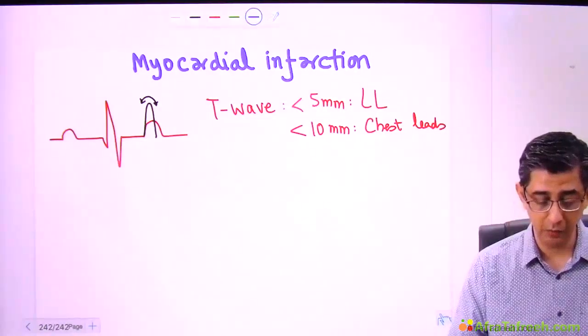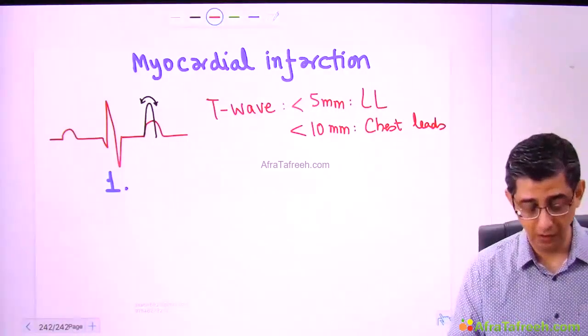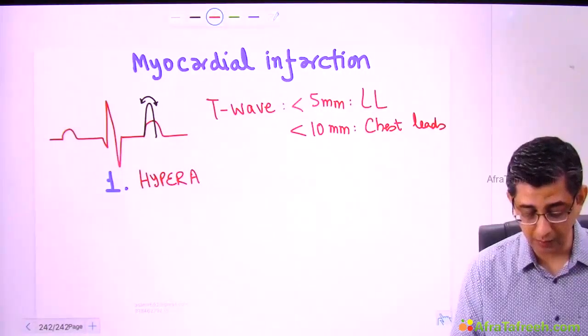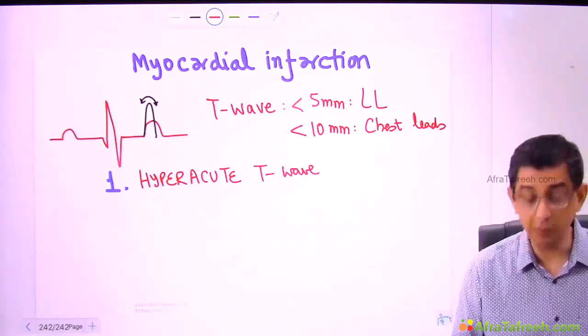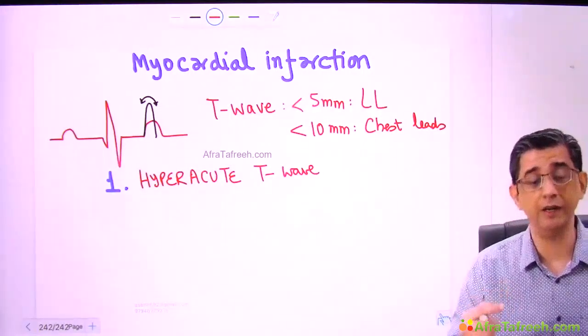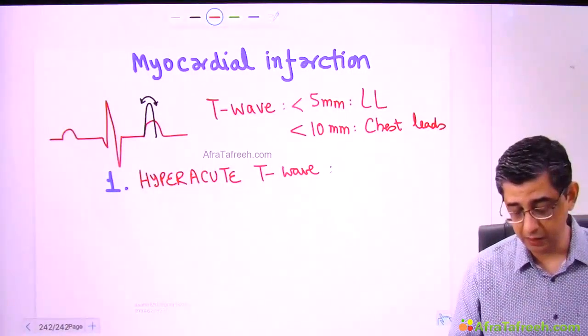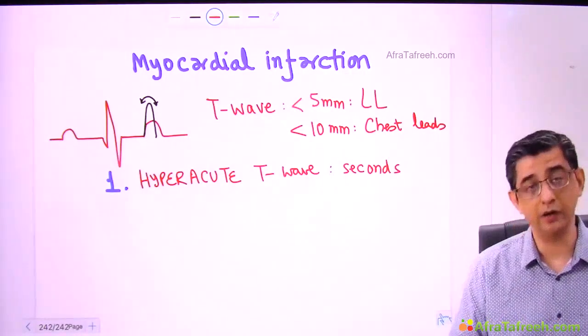So first and foremost, if they ask you, what is the first ECG finding in myocardial infarction? Your answer will be what I've just reiterated before you. Your answer is hyperacute T wave, and do not answer tall tented T wave, where the tip of the T wave will be pointed and the height will usually be more than the height of the R wave. This ECG finding will occur within a few seconds of blockage of any one particular coronary artery.